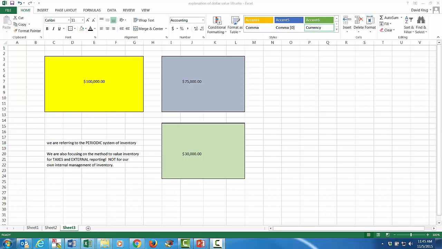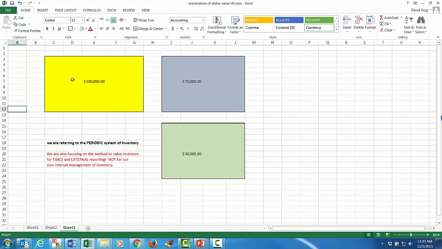Now, the reason that we do this is it simplifies our record keeping, and it reduces the problems of LIFO liquidation and high tax bills and erratic net incomes that we discussed in that earlier video. Now, it's important to focus on a couple things here. First of all, we are really referring to the periodic system of inventory when we talk about inventory pools.